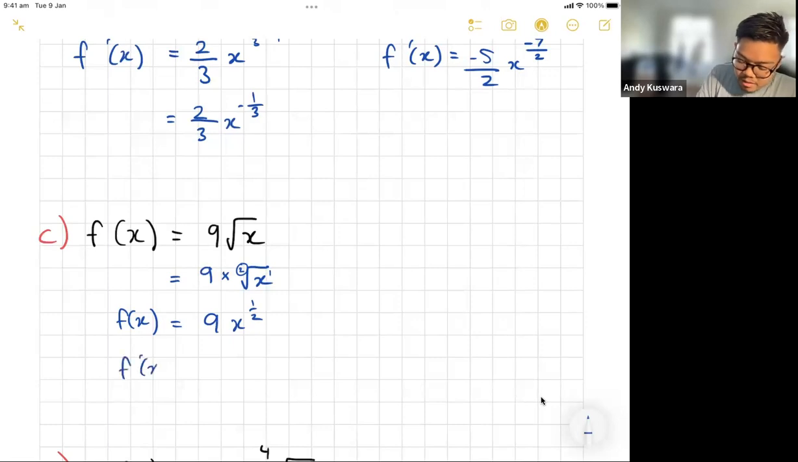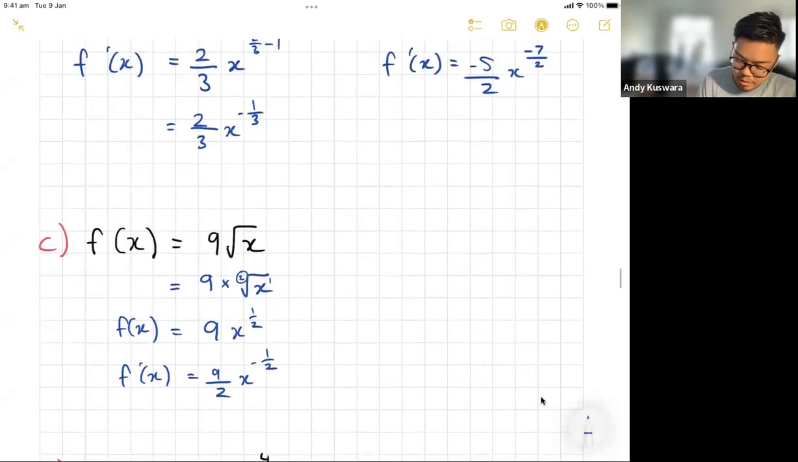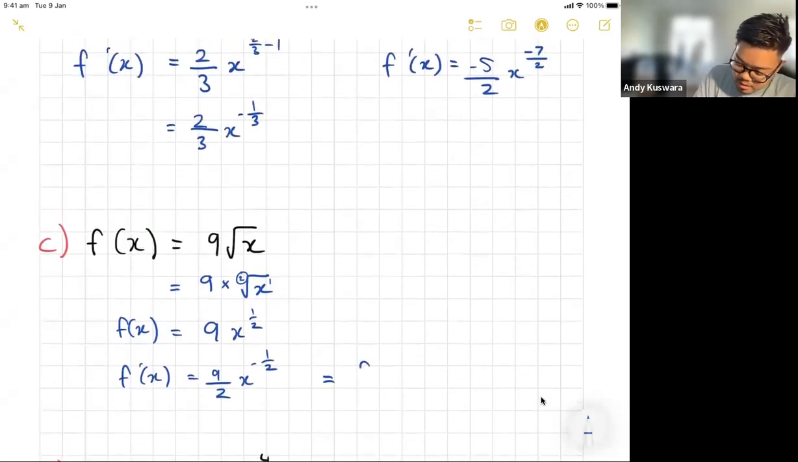So if I do f dash x, now it's business as usual. Half comes down the front, so that becomes 9 on 2. Then you take away 1 from the power. Half take away 1 is -1/2. Because I want to write it in the form that my answer has, I'll write it as 9 on 2 over root x. The negative moves the x to the bottom of the fraction because it takes the reciprocal, and x to the power of 1/2 is a square root. That's what I end up with.